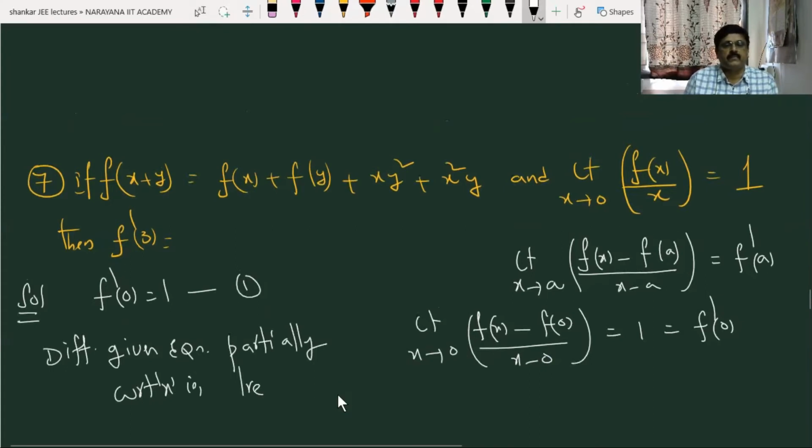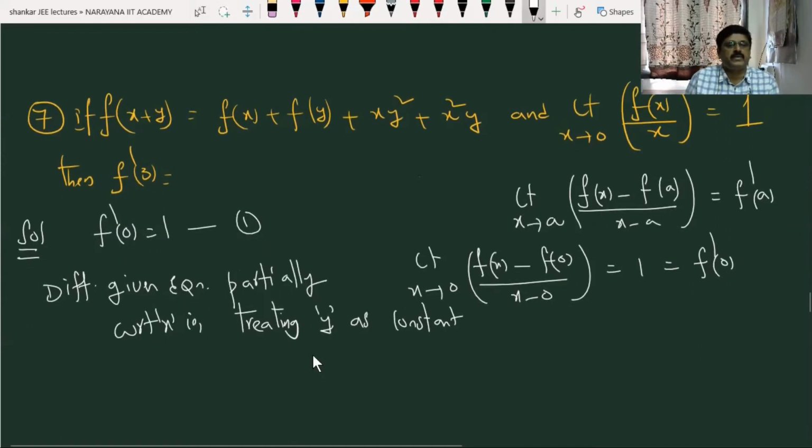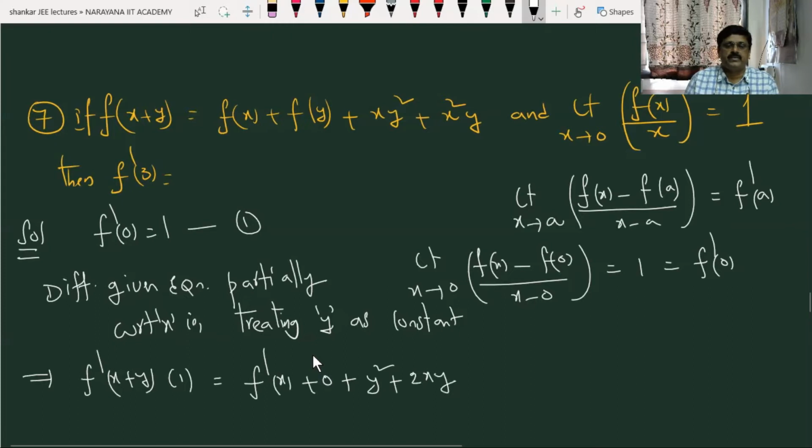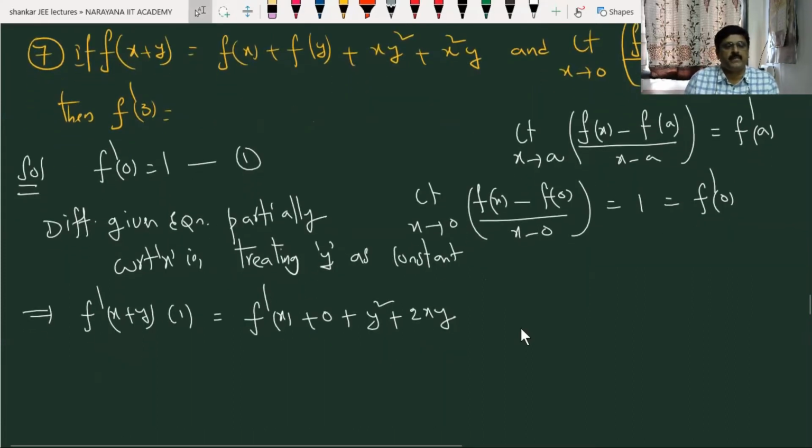Differentiating given equation partially with respect to x, that is treating y as a constant, students. So shall we differentiate that particular equation? Start. F of x plus y derivative f dash x plus y into x plus y chain rule. We are differentiating partially with respect to x, means x is variable for us now. Y is constant. So x plus y derivative 1. Leave it. On the right side, f of x derivative f dash x, f of y becomes 0. Leave it. Plus xy square. Y square is a constant for you. X is variable. So x derivative 1 into y square plus here x square derivative 2x, y constant as it is, you write. So plus 2xy, students. So what do you have here? F dash x plus y is equal to f dash x plus y square plus 2xy.